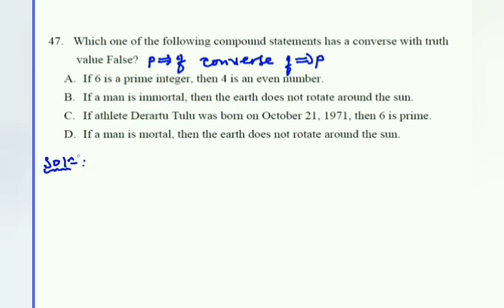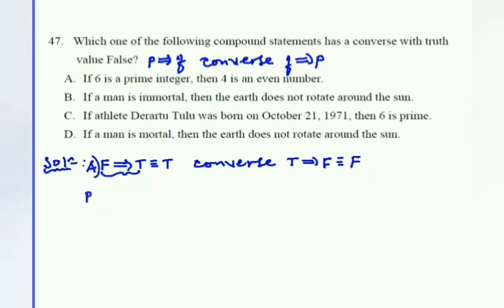To make it short, I will give a truth value for each segment. If 6 is a prime integer, normally 6 is not a prime integer, this is false. If this happens, then 4 is an even number, this is true. The truth value of this statement is true, but we need the converse of this, false implies true. So the converse of false implies true is true implies false. So the converse of this statement is false. This is the required answer.